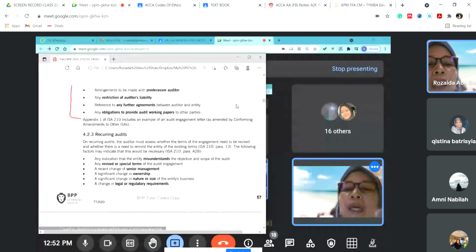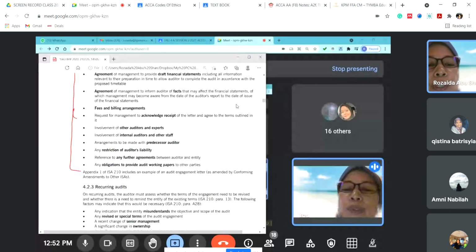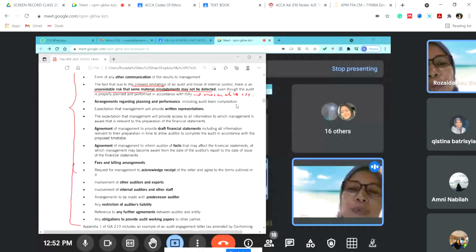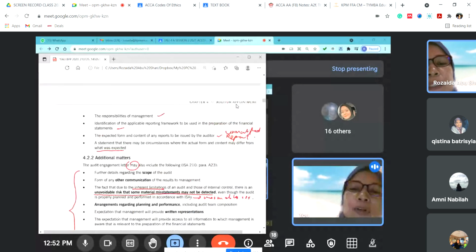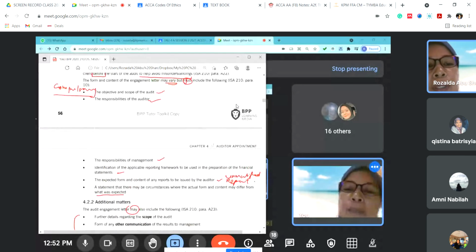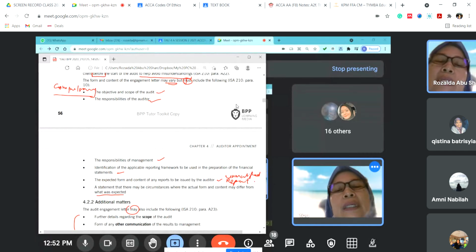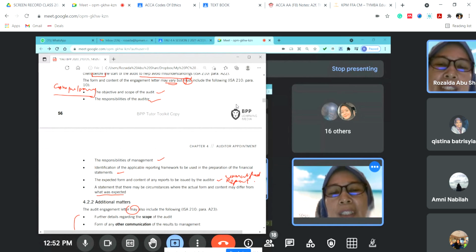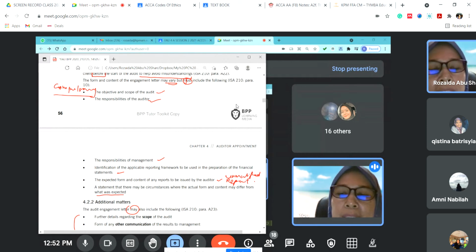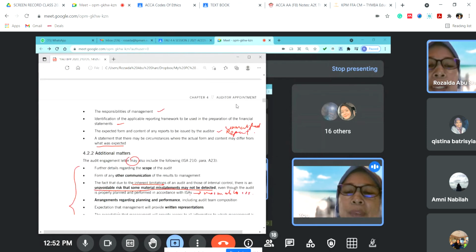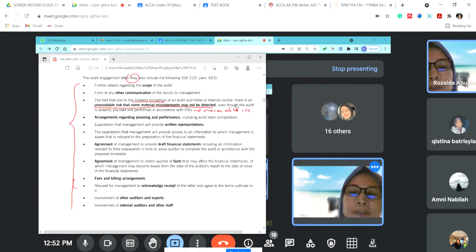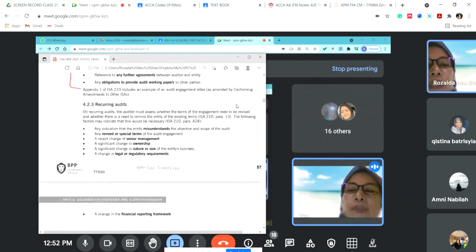You have to know the musts, the compulsory ones, because maybe in the MCQ question they will ask you which is not an item that must be included in the letter of engagement. So just remember the compulsory ones, and everything other than that falls under additional matters. Okay. So recurring audit.